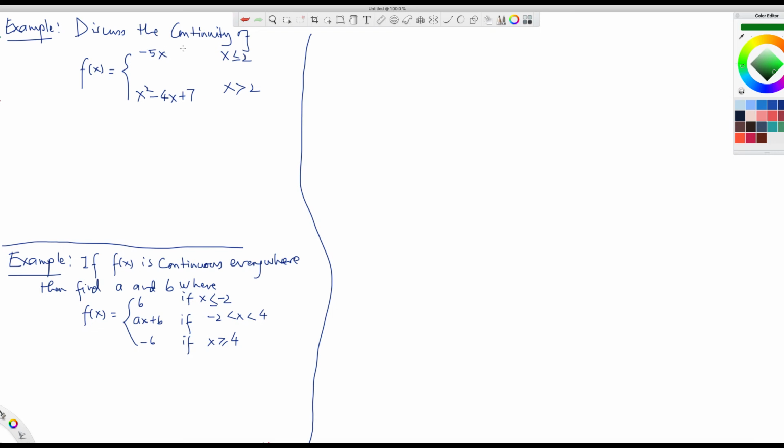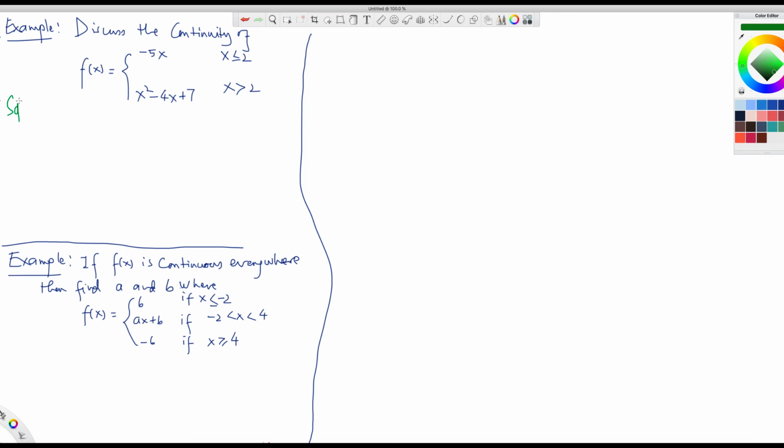So this function is continuous everywhere in its domain, and this function is continuous everywhere in its domain too. But here the boundary is 2, right? On the left of 2, it takes this value. On the right of 2, it takes this value. At the boundary, now we doubt. On the boundary, it may not be continuous. We will check. So how do I check that? We find out the left limit.